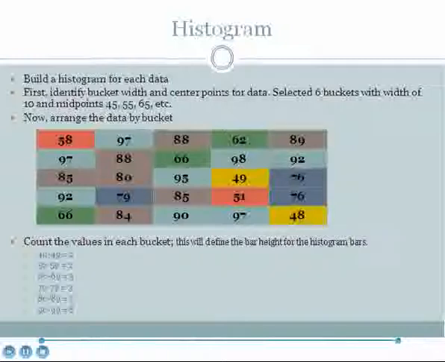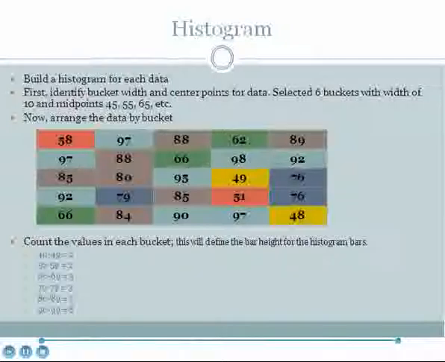Now let's arrange all of the data by bucket. We know that the range for the buckets will be 40 to 50, 50 to 60, etc. I've color-coded each of the data points by bucket to simplify this process. For example, the yellow boxes show data that belongs in the bucket 40 to 50. The orange boxes show data that belongs in the bucket 50 to 60. The green boxes show data belonging in the bucket 60 to 70.